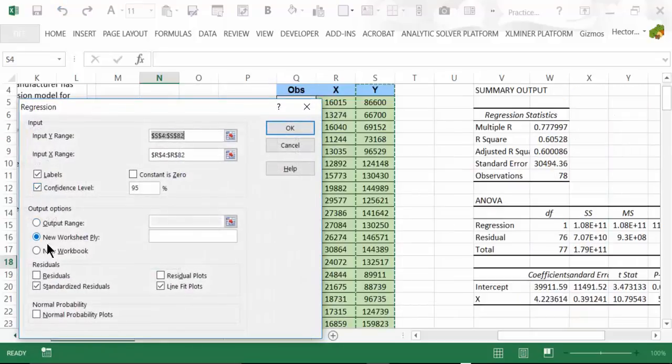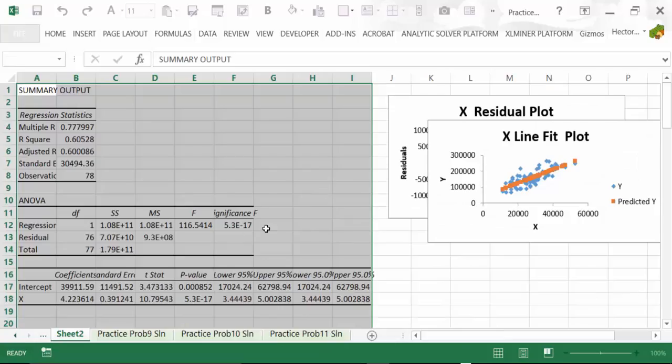I want confidence levels. I also want standardized residuals, and I want a residuals plot and a line plot. Okay, residuals and standardized residuals have a relationship. This is just standardized by the standard error of the distribution of points. So let's see what we get. I'm going to get it onto a new ply of worksheet.